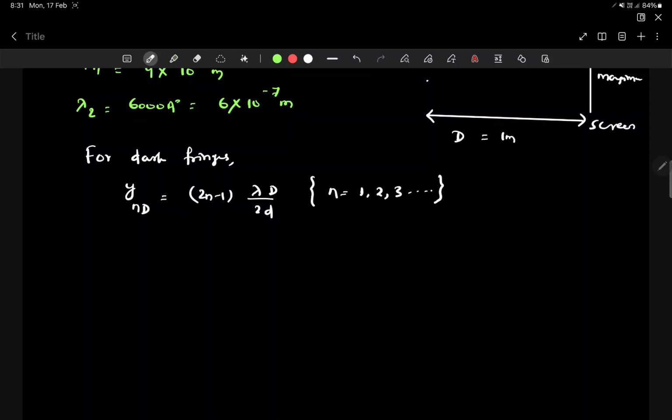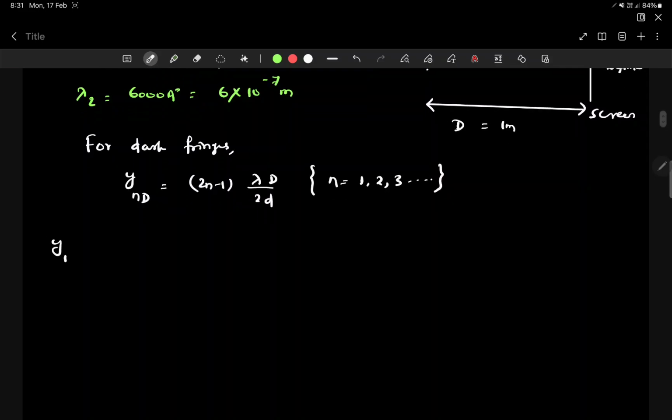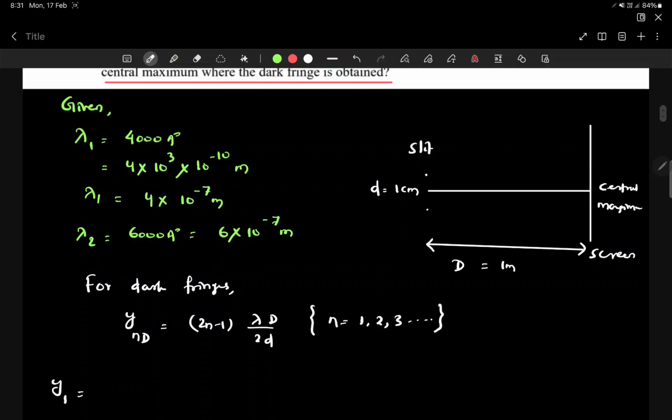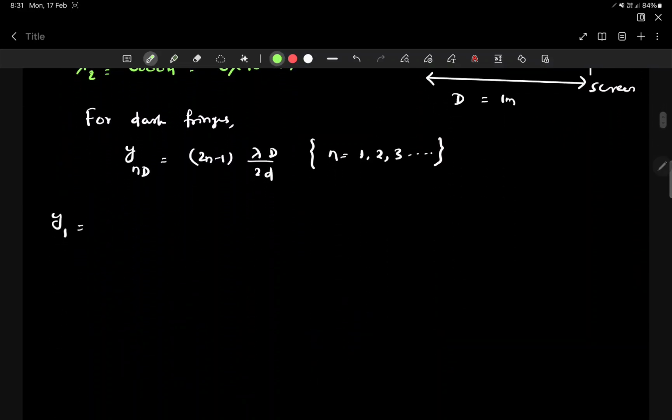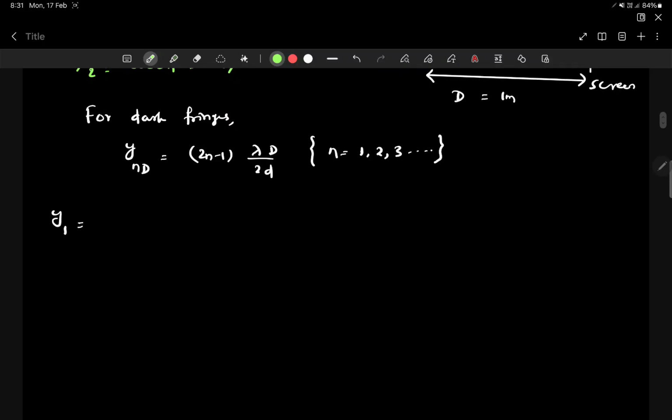So as per the given data, y1 will be how much? Now read the question. It is used to obtain interference fringes in a YDSE, and what is the least distance from the central maxima where the dark fringe is obtained? As it is asking about the least distance, that means the dark fringe is the first dark fringe, obviously, otherwise the distance will not be least.